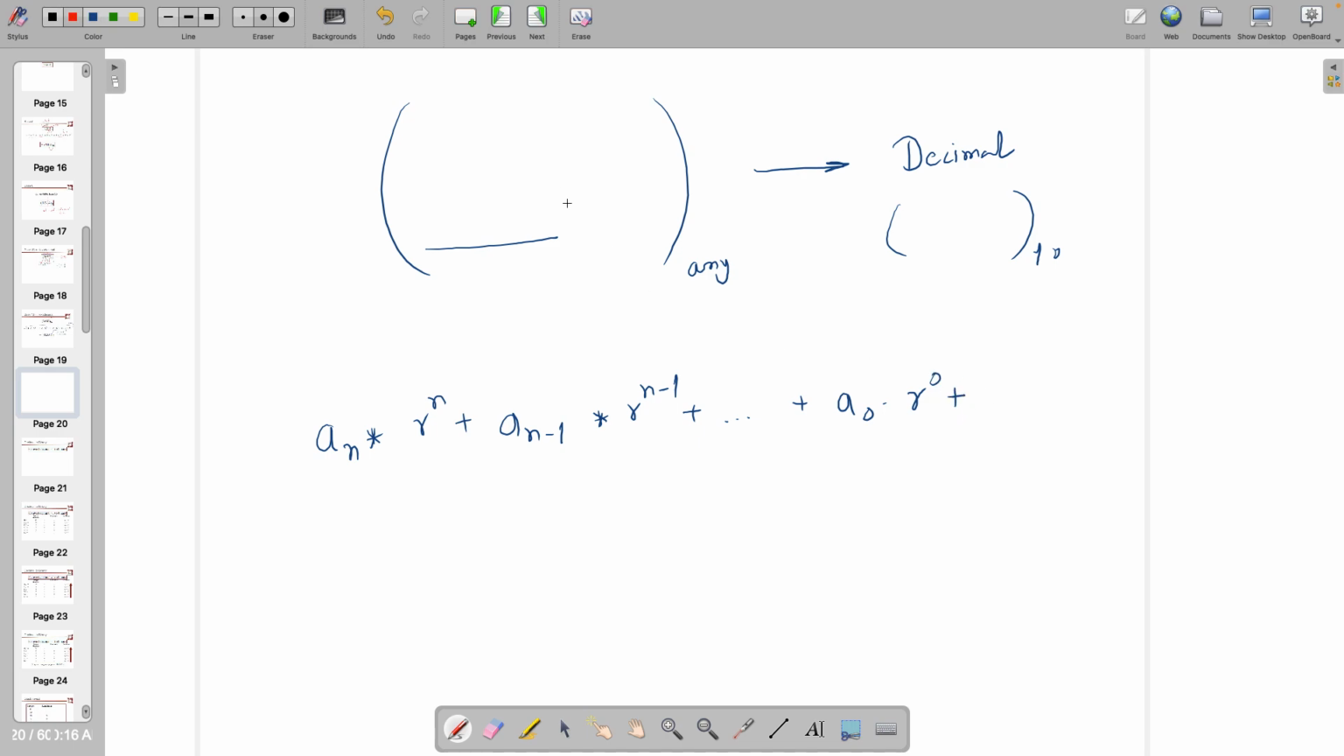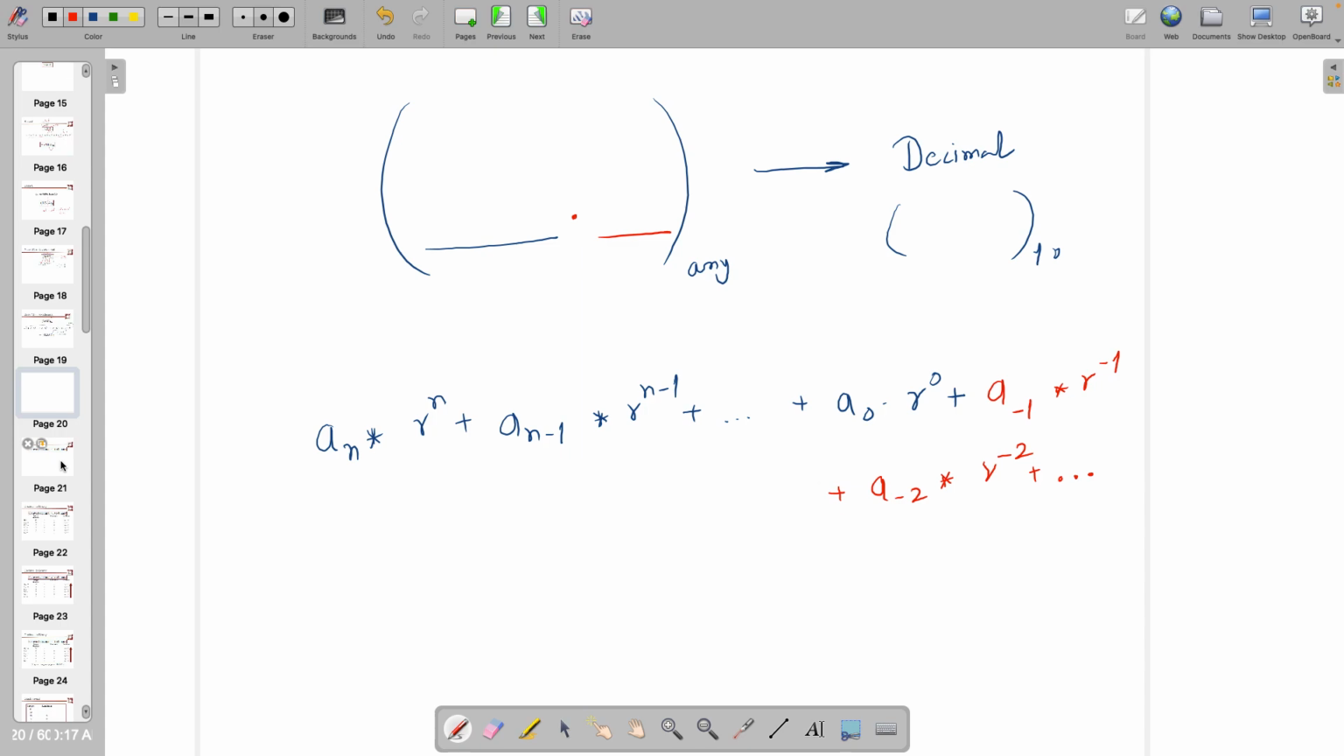So I'm writing two parts. One is, so this part will have a minus 1 times r raised to minus 1 plus a minus 2 multiplied by r raised to minus 2, so on and so forth, right? You can go till you have the decimal points, right? So you use that. So this is the first part of the topic where you learn to convert from one base to another.